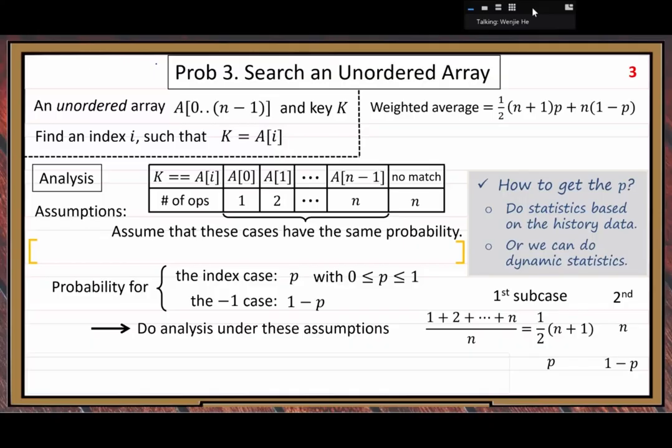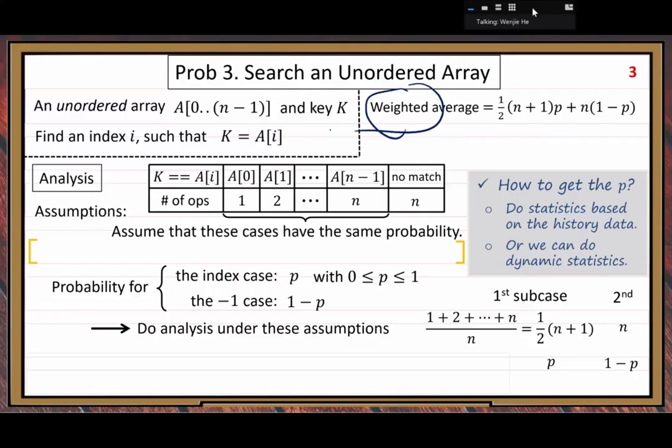The final formula, we have a name for it. We call it weighted average. It is the average. But what average? We do weighted average. So this name here is important. Weighted average. How to allocate the weights. Choose appropriate weights for each subcase. The first subcase, second subcase, their corresponding probability numbers are used as the weights when we do the weighted average.